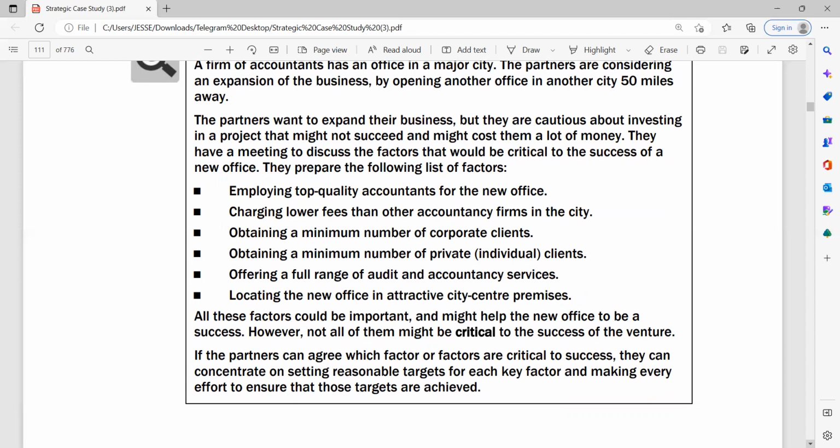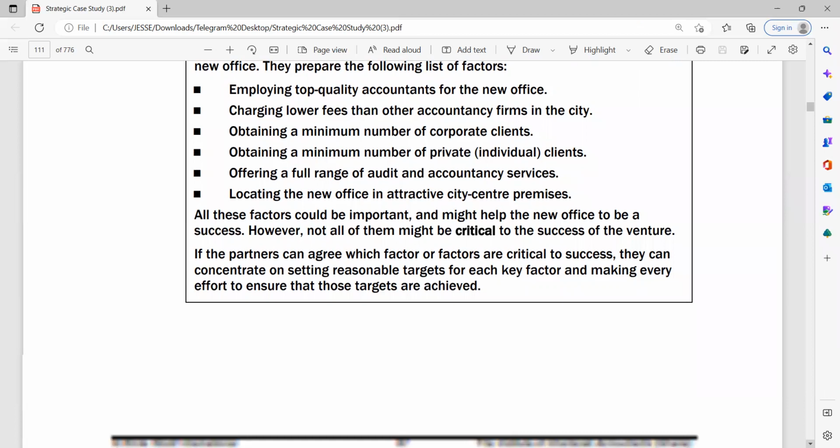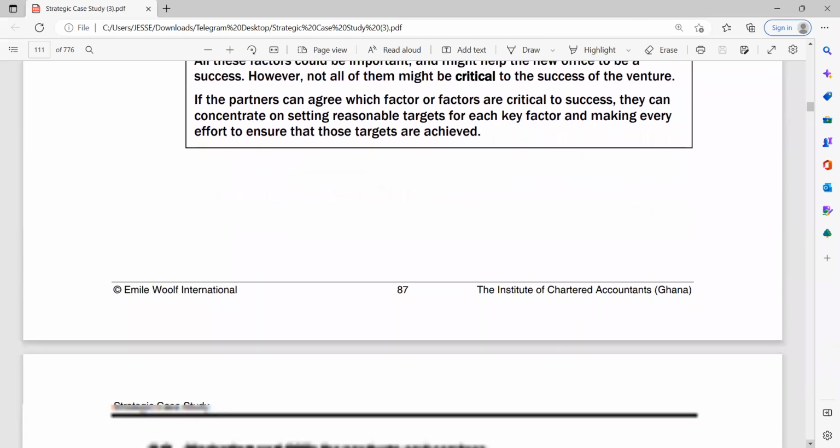So even though all of these factors could contribute to the success of the organization, not all of them are critical. So when we are talking about critical success factors, take note of the word critical. They are not just success factors, but they are the ones that are very essential to the success of the organization. Right? So you identify those critical factors and then you set performance targets around them and make sure those targets are achieved.